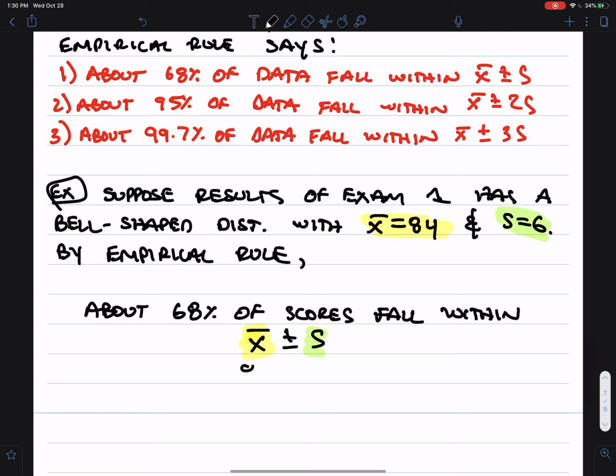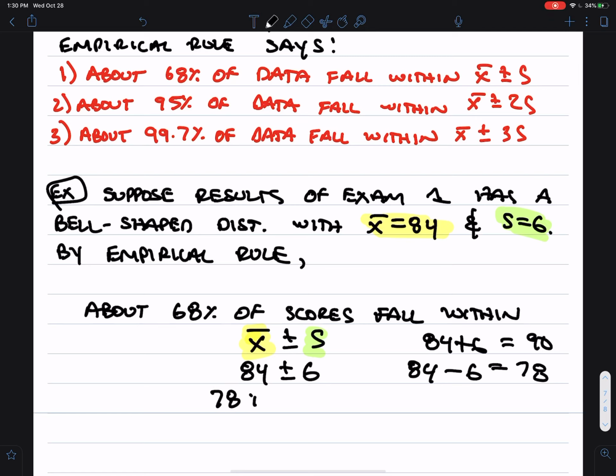So here we have 84 plus or minus 6. What you're going to do is basically add 6 to 84. So you're doing two computations. 84 plus 6, which is 90, and 84 minus 6, which is 78. So the answer is 78 to 90. About 68% of the students got a 78 to a 90.